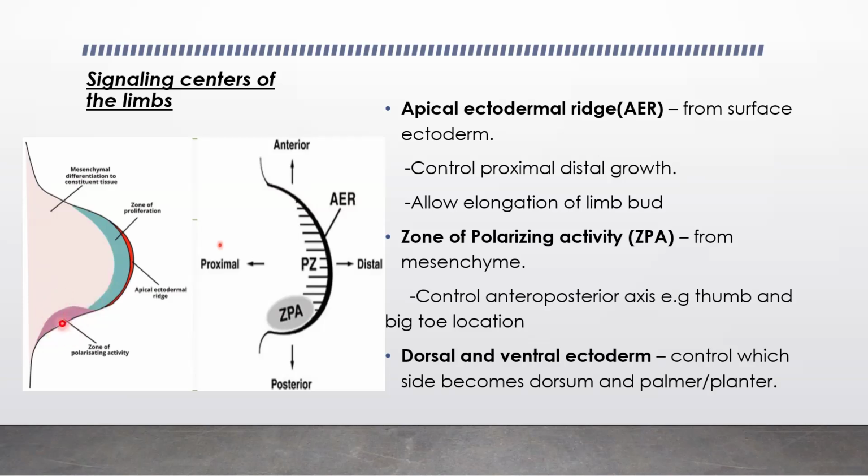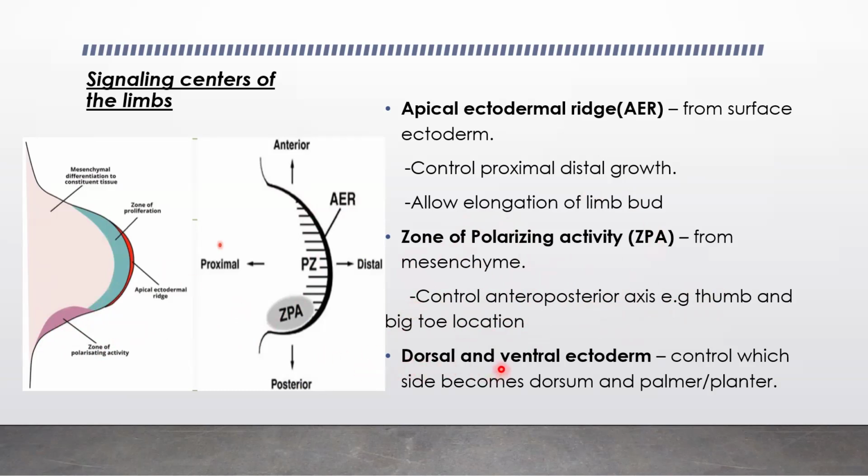So the zone of polarizing activity controls the anteroposterior axis. It's the one that determines which finger will become the thumb, which finger will become the small finger, which toe will become the big toe, which will become the small toe. That is the anteroposterior axis by zone of polarizing activity.